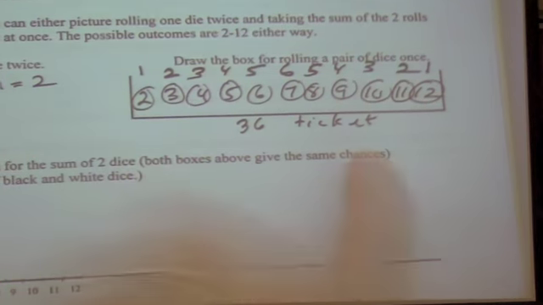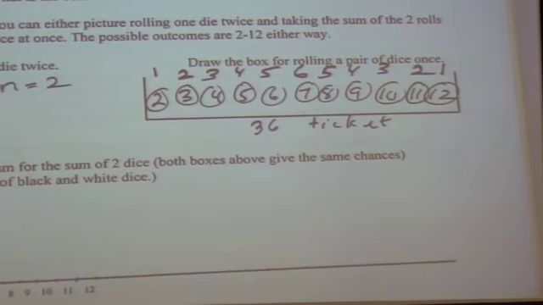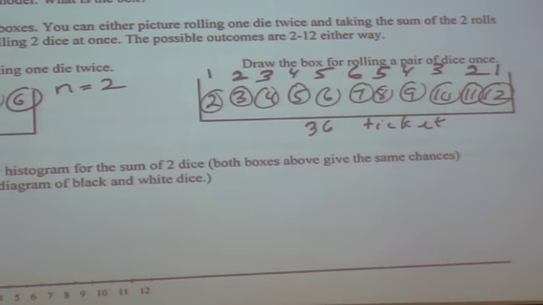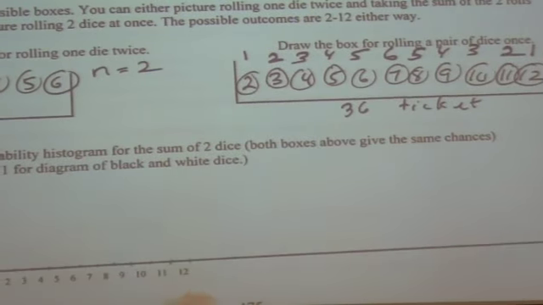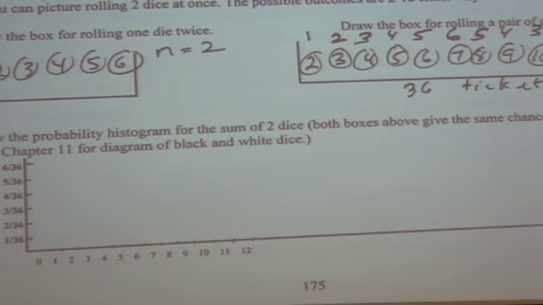Okay, so now if we wanted to draw the probability histogram, we have to look at all the possible outcomes and how likely they are. So here's our possible outcomes. Well, it's really small. Let me see if I can zoom in a little bit here.